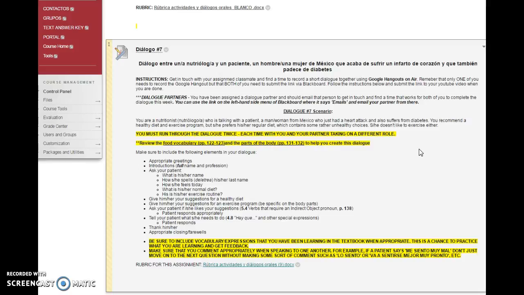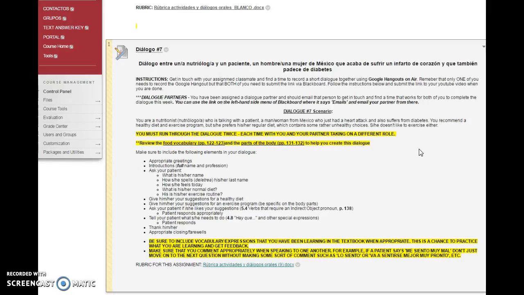You want to make sure you review your food vocabulary. That was found on pages 122 and 123 of the text, as well as parts of the body, 131 to 132, to help you create this dialogue. So, we're going to have the appropriate greetings, the introductions, and with the introductions, obviously you're going to be stating your name, but the nutritionist wants to find out how to spell the name, find out how the patient feels today, what his or her normal diet is, and how is his or her exercise routine.